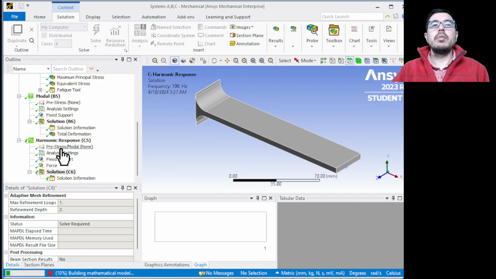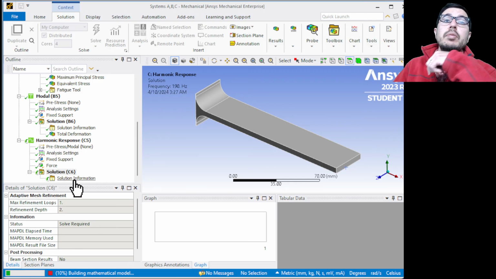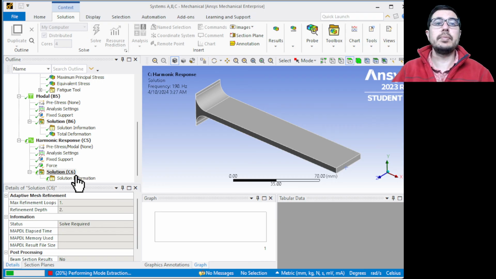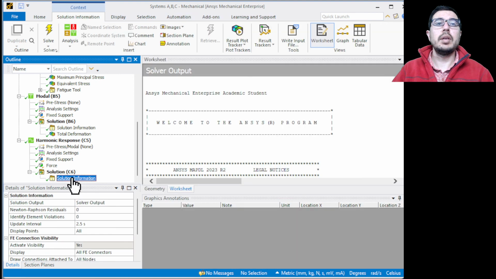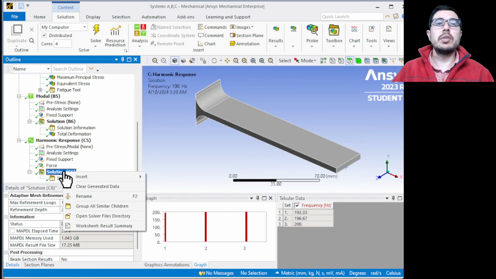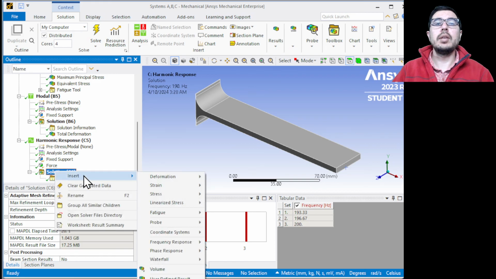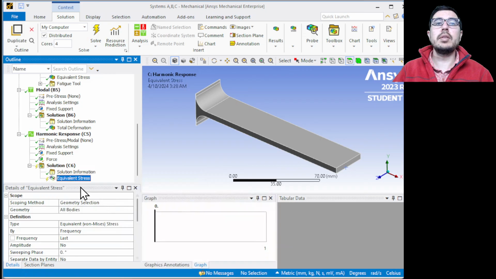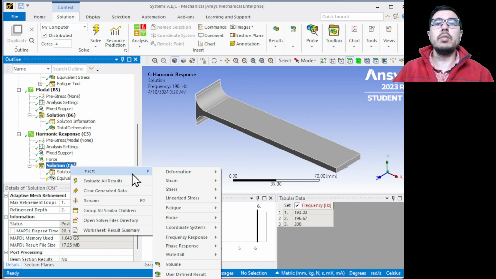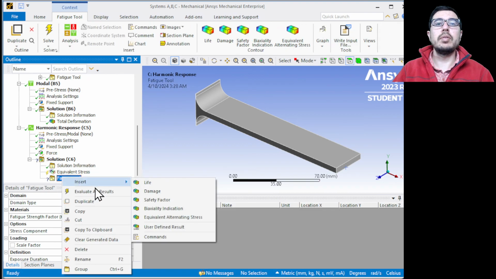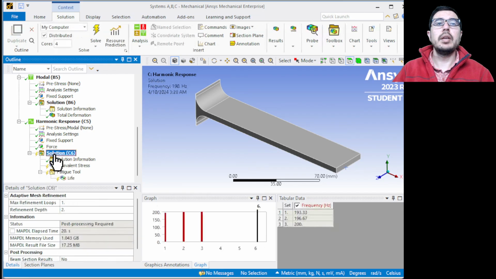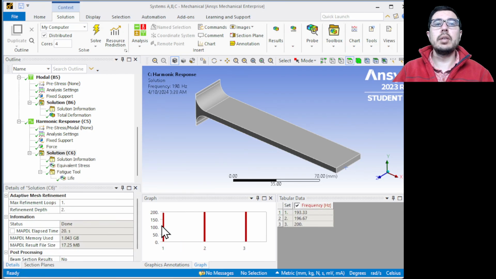So at least we didn't have to redo the harmonic response and put in a new fixed support and a new force. Okay, and for the solution, we can insert our equivalent stress. We're going to insert our fatigue tool like that, and then we're going to insert the life. And we can evaluate all these results, so we don't have to solve again.